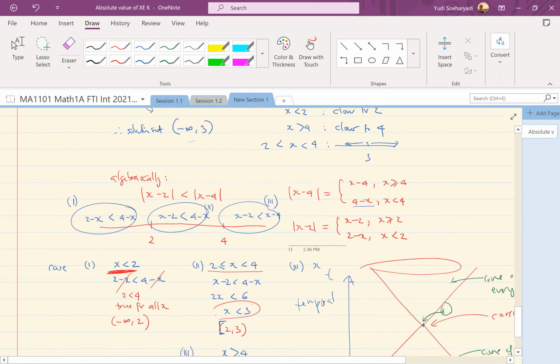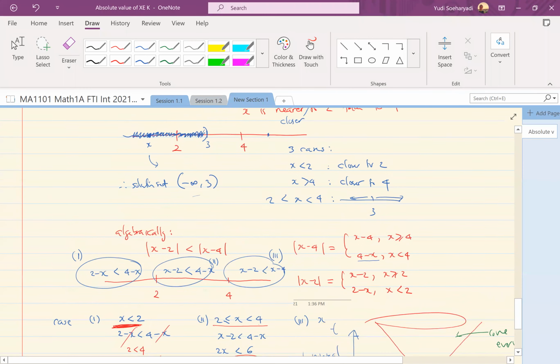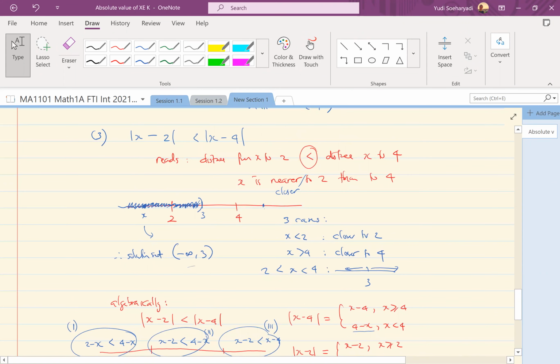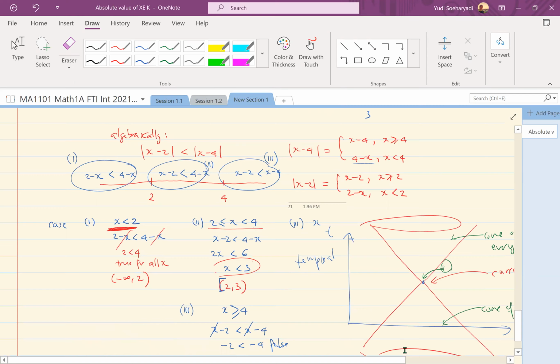But this clearly gives you the idea. The important thing is being able to read this as distance functions, right? Because in terms of distance functions, you can work it out more easily than using algebra.